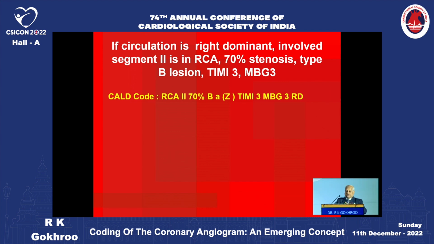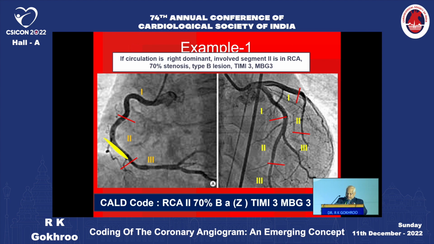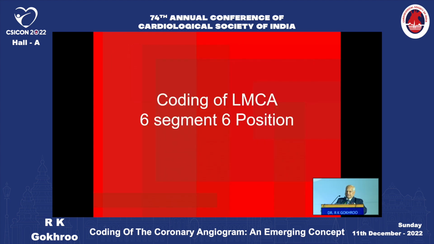And this is an example: if circulation is right dominant, the second segment in RCA is involved, 70% stenosis, type B lesion, TIMI 3, MBG grade 3, you can just write a single line: RCA second segment lesion with 70% stenosis, type B lesion, the acute margin is small, there are no other features, the lesion is simple, TIMI 3, MBG 3, and right dominance. So this will give you an immediate picture in your mind.